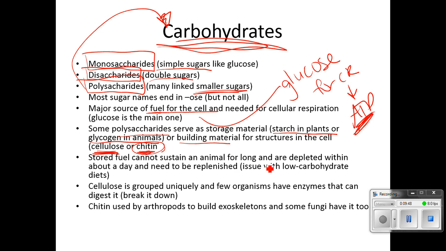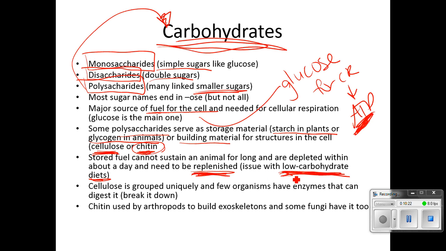Stored fuel cannot sustain an animal for long, and it's depleted within about a day, and needs to be replenished. So you can't just not eat. You have to replenish those carbohydrates in order to continue to produce ATP through cellular respiration. This is actually an issue with low carbohydrate diets. It works because your body is not going to produce as much glucose, and glucose, when not used, when you're not active, will turn into fat. It'll store it as fat.